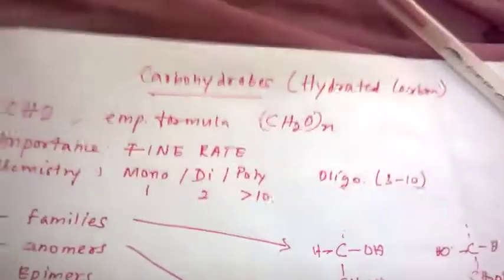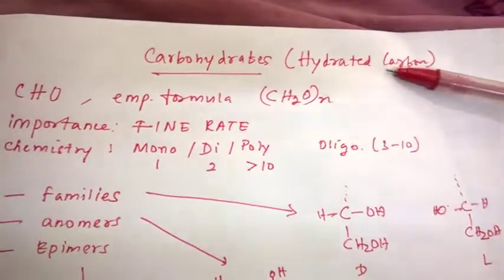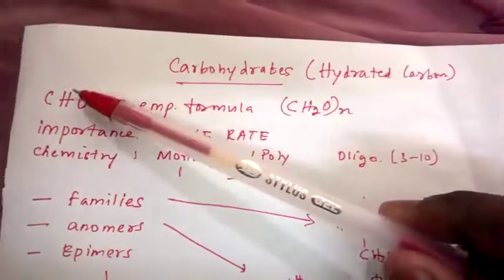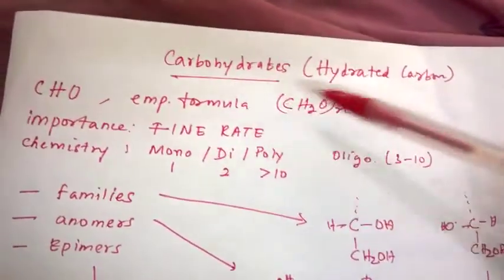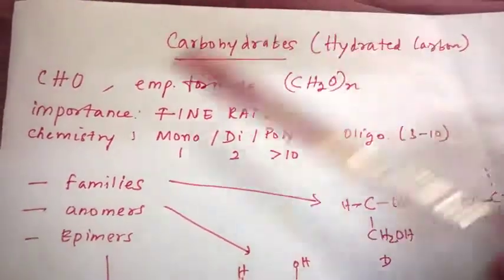Okay, today's topic is carbohydrates. And carbohydrates, you can just simply say them as hydrated carbon. They consist of three elements: carbon, hydrogen, oxygen, and they have the empirical formula CH2O to the n. Now you can see the carbon is hydrated with the number of times n.